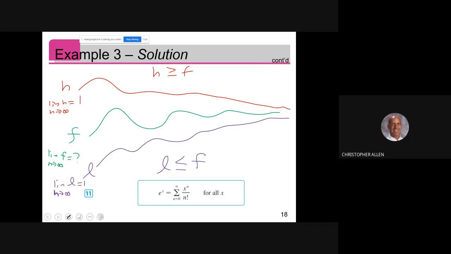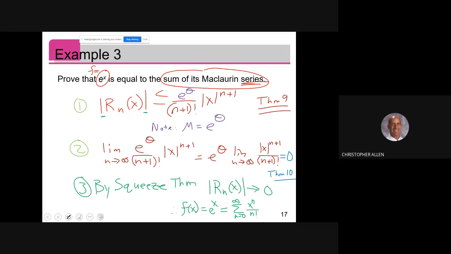So if we go back to our example here, I know that this has to be some finite amount that's positive. I'm showing that this goes to 0. If this goes to 0, it forces that to go to 0 by the squeeze theorem.